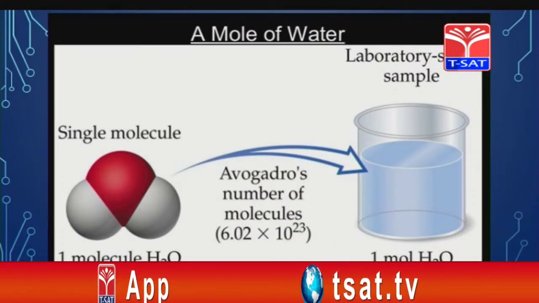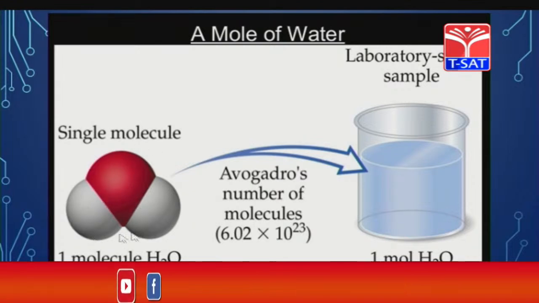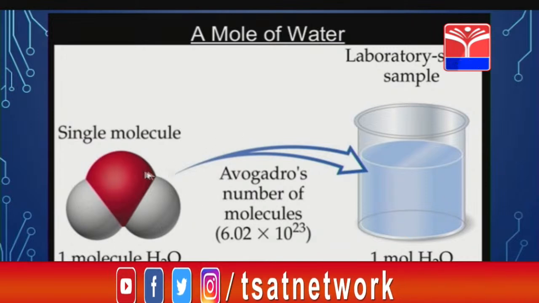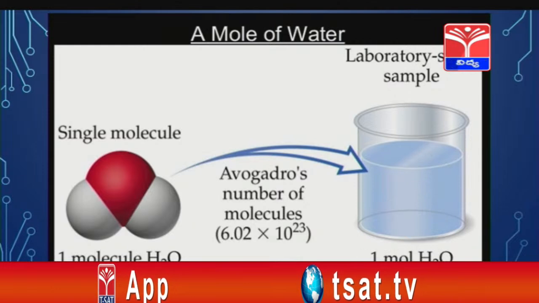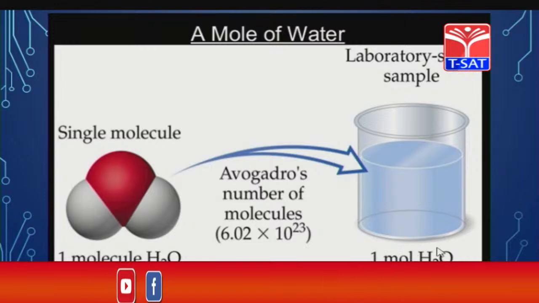So, this is a single molecule, children. Single molecule means one oxygen atom combined with two hydrogen atoms, and that is equal to 18 atomic mass unit or 18 mu. And if you are collecting Avogadro number of molecules as a heap in a glass, then the weight of this is equal to 18 grams. Then we call it 1 mole of water molecules.